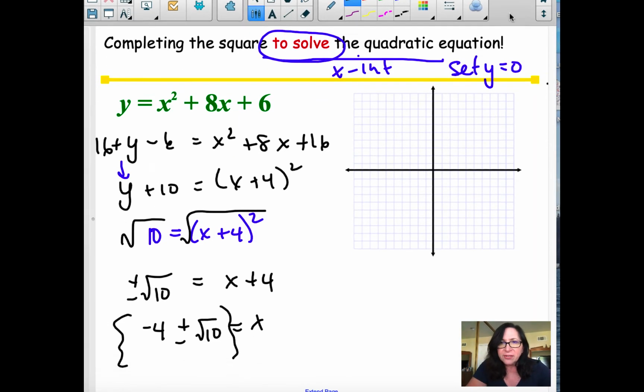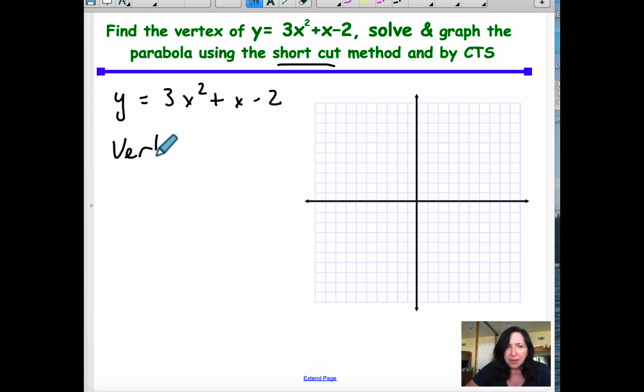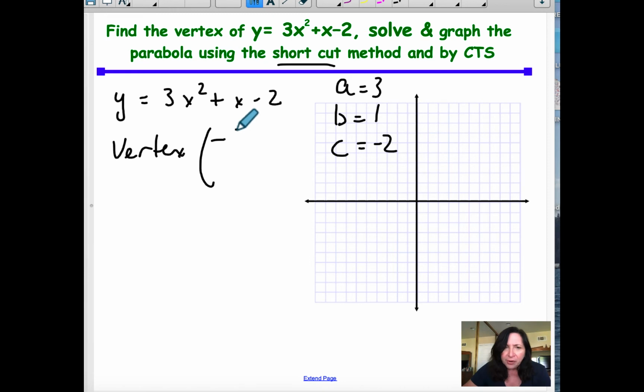All right, so the next type of problem that you are going to see is something like this, where it's find the vertex. We already found the vertex using completing the square, but let's check it by the shortcut method. This is what they want us to do right here. So if our equation is y equals 3x squared plus x minus 2, the shortcut method for the vertex is simply negative b over 2a. So again, a is equal to 3, b is equal to 1, and c is equal to negative 2. So negative b, the opposite of b, which is 1, over 2 times a, which is 3. So I've got negative 1/6. So far, my x-coordinate for my vertex is negative 1/6.